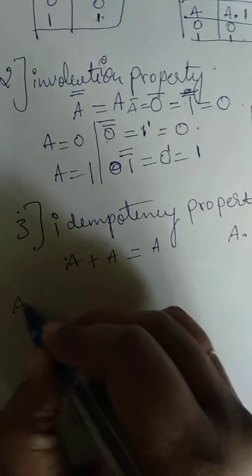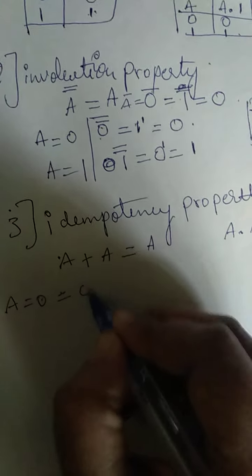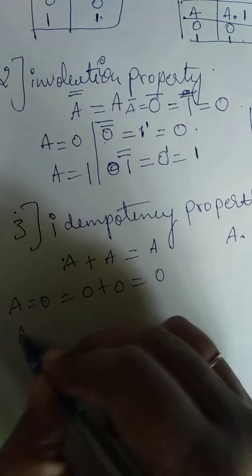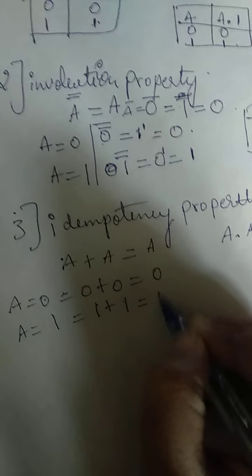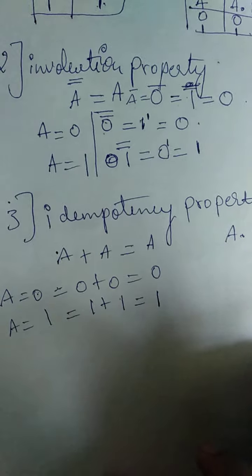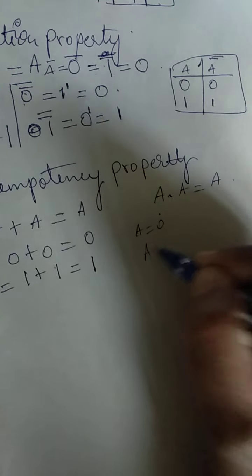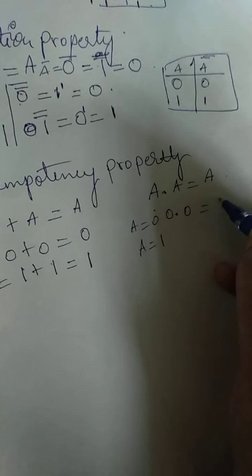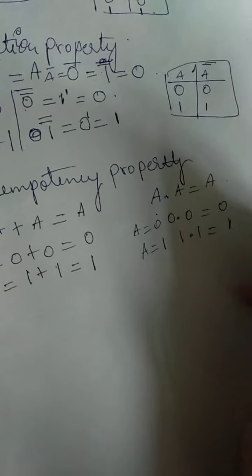We'll take the value of a as 0 first. We'll put the a value as 0 plus 0. The answer will be 0. If we put the a value as 1, so 1 plus 1, the answer will be 1. So for a into a, we'll take the value of a as 0. Next, a will take the value of 1. So for 0 into 0, the value will be 0. 1 into 1, the value will be 1.